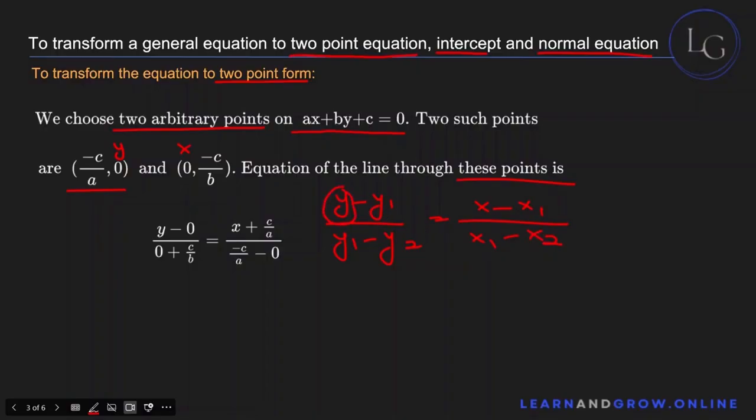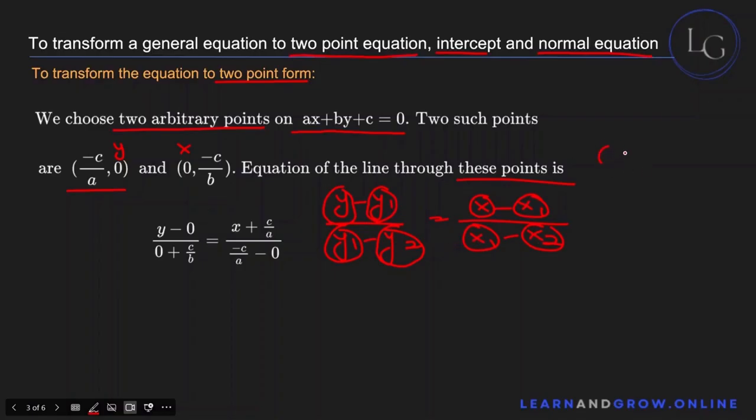This y is the arbitrary y that we put into the equation, and this x is also the arbitrary x that we put into the equation, right? They're just variables. And this y1 and this y2, these are given to us as points, right? Similarly, this x1 and this x2 are also given as points. So first thing you need to do is determine what this y1 is, what this y2 is, what this x1 is, and what this x2 is, right?